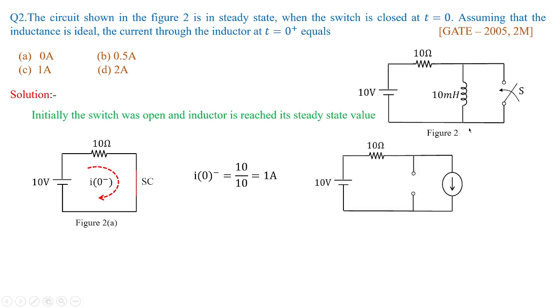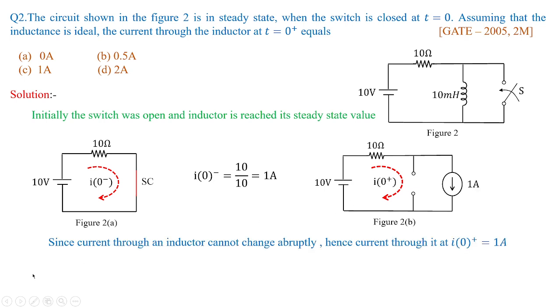So as soon as the switch is closed, this inductor in its initial condition of switch closing behaves as an open circuit, but the current which was flowing through the inductor was 1 ampere. So I of 0 minus is equal to I of 0 plus, which is 1 ampere. Hence, since the current through the inductor cannot change abruptly, as I told you, the current through the inductor at 0 plus would be equivalent to 1 ampere. So here, option C is the right answer.